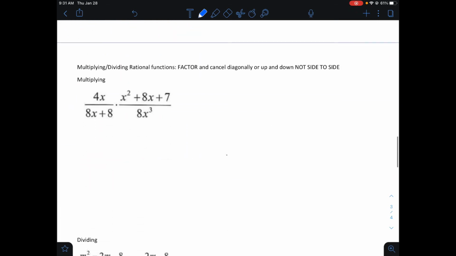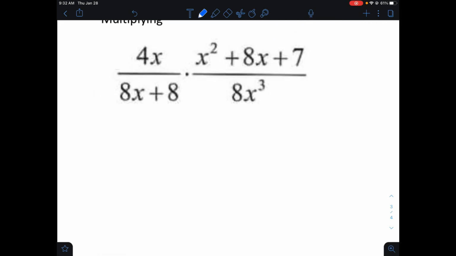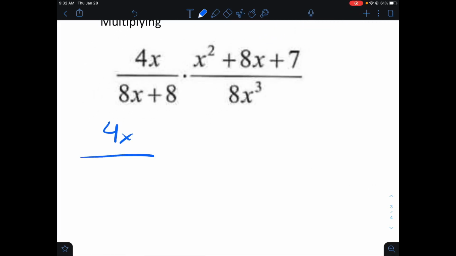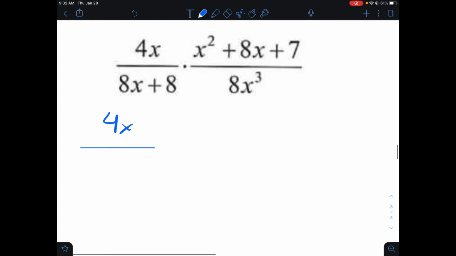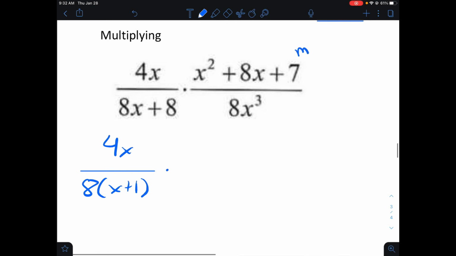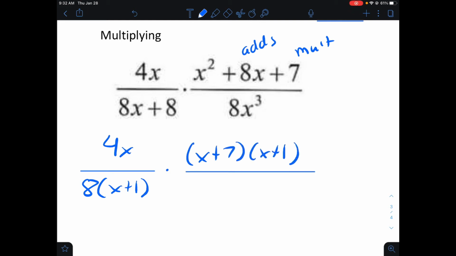So let's go ahead and do some multiplying and dividing. So it says we have to factor. Again, notice factor and cancel diagonally or up and down. Do not cancel side to side. So let's go ahead. We got a 4x on top. Can't really do much with that, but we can factor this bottom. I can take an 8 out of there. So I get x plus 1. Then on top, I need to figure out what multiplies to give me a 7 and adds to give me an 8. It's going to be x plus 7, x plus 1, and then on the bottom I still got 8x cubed.